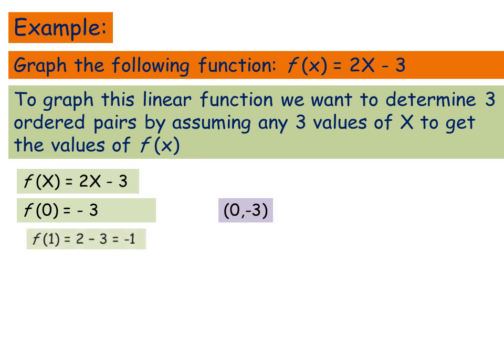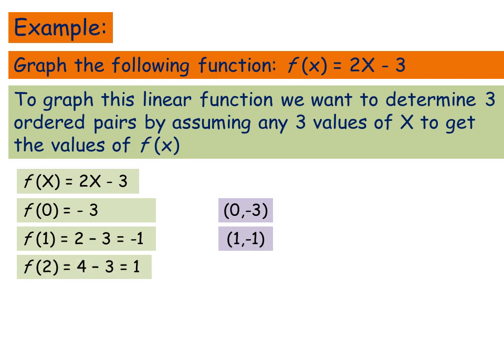Let's continue. I will find the function of 1. It will be 2 times 1 equals 2 minus 3, negative 1. So the next ordered pair will be 1 and negative 1. Also, I will find the function of 2, and it will be 4 minus 3 equals 1. So the third ordered pair will be 2 and 1.